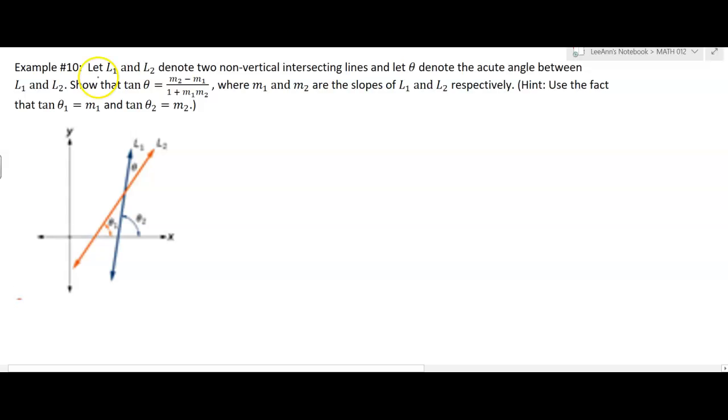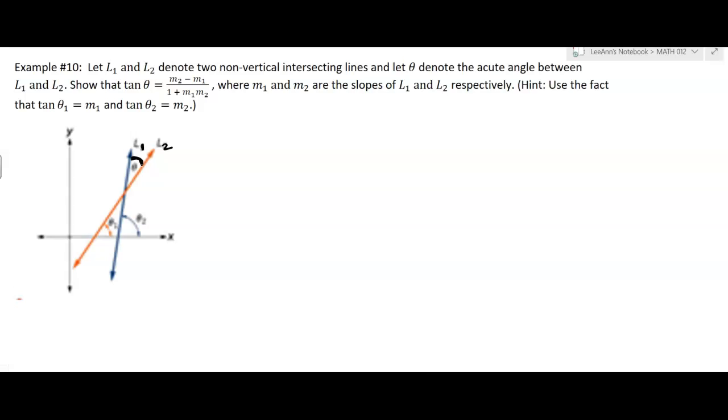So it says, let line 1 and line 2 denote two non-vertical intersecting lines. Okay, so these are just lines, an orange line and a blue line, line 1 and line 2. And let alpha or theta denote the acute angle between them. Now that's shown in the diagram. The theta is right there.